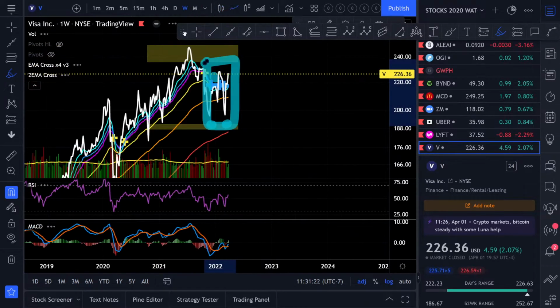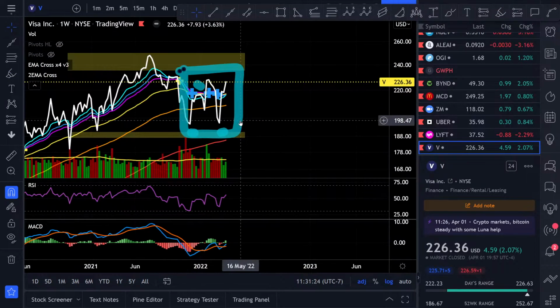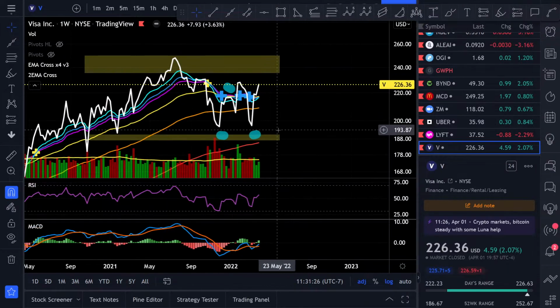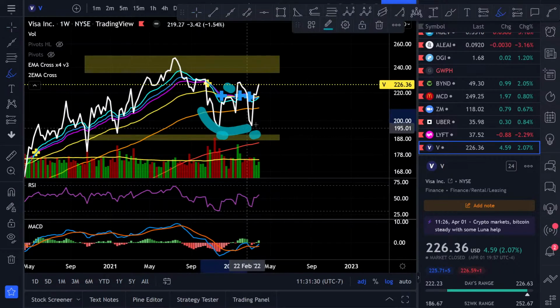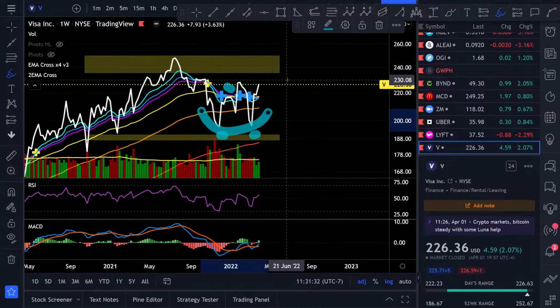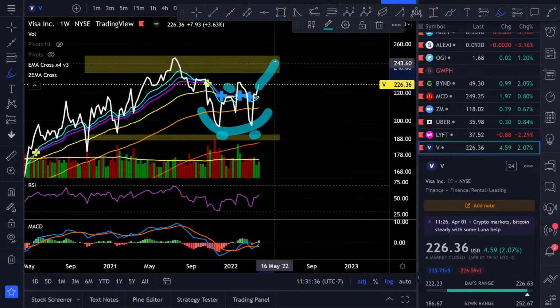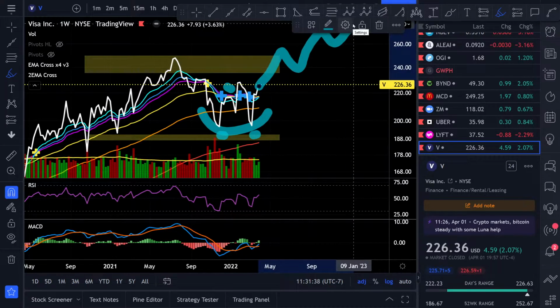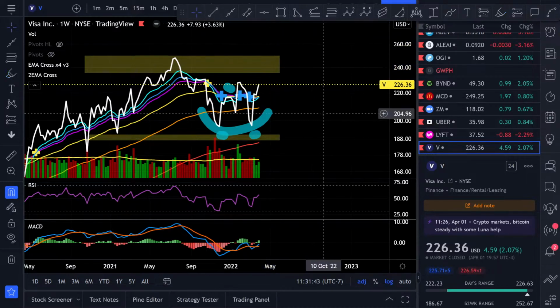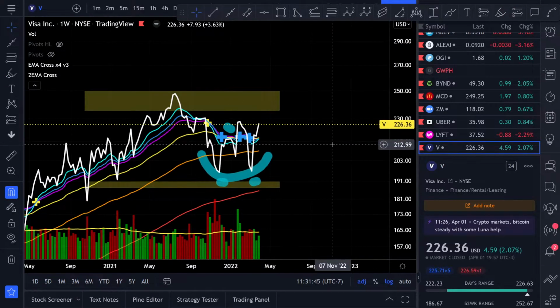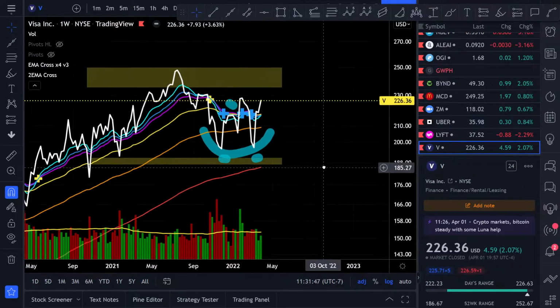Am I hyped up about Visa? Not really. But at least it did double bottom off of 195. Right here. So until Visa really breaks a psychological number like a 240 or something and starts its massive run, people are not probably going to be that excited about that. Okay, let's focus on crypto, and we're going to close the stream off again.